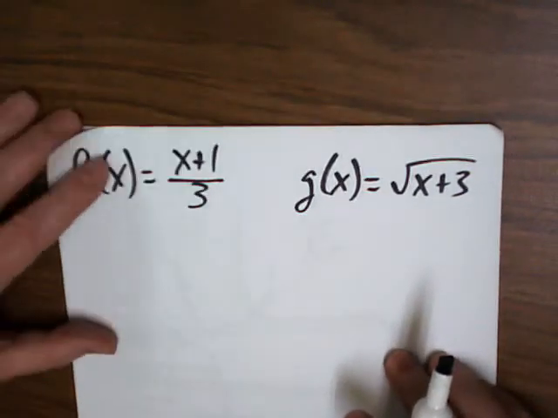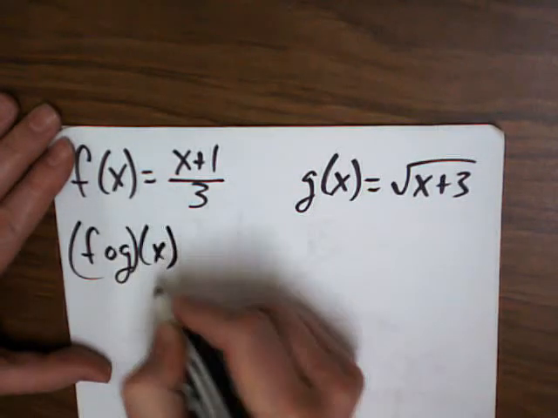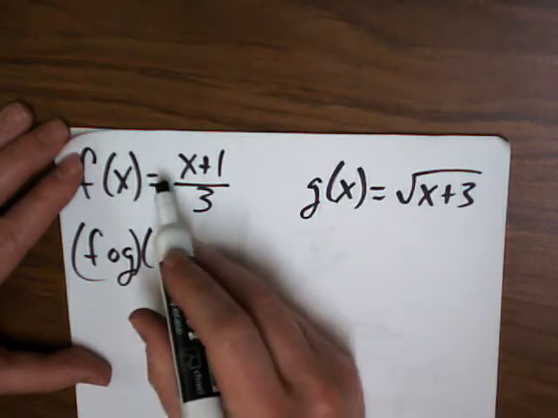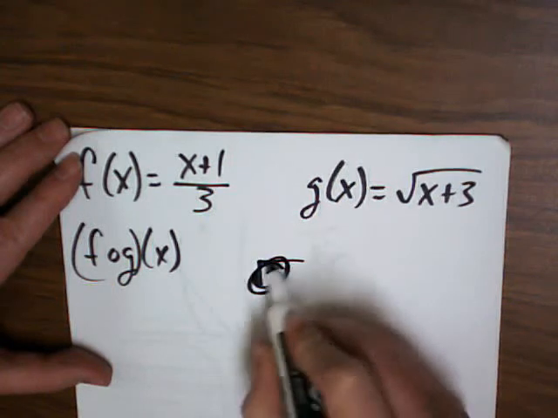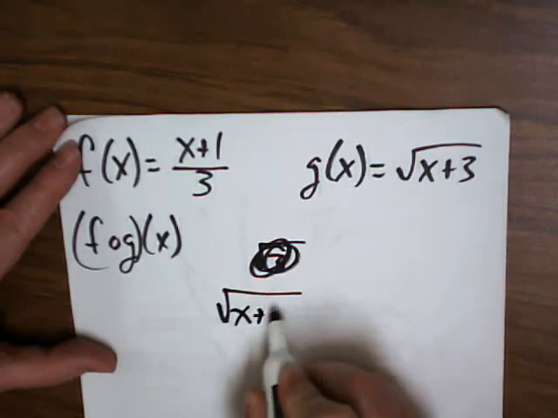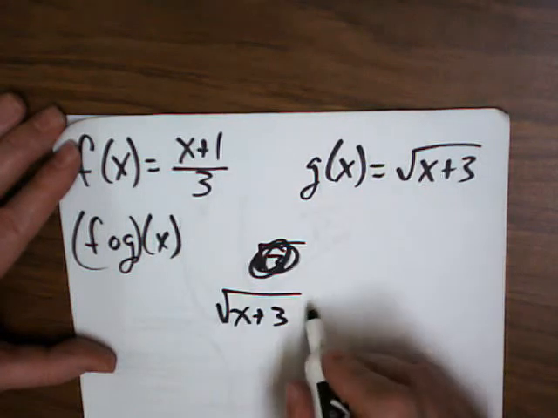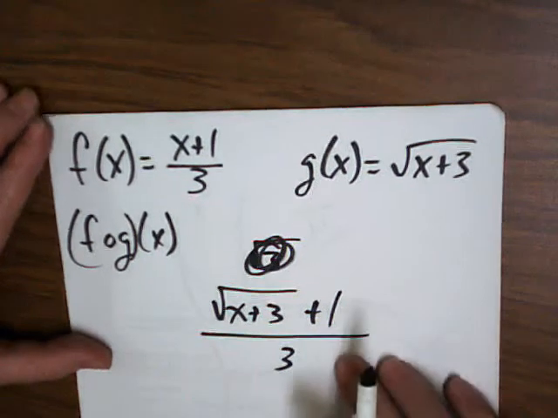Here's another one. We want to find f composed with g of x. So we'll plug g into f. This goes into f, and that x becomes this. Now I have to write the rest of it. So there's my new composite function.